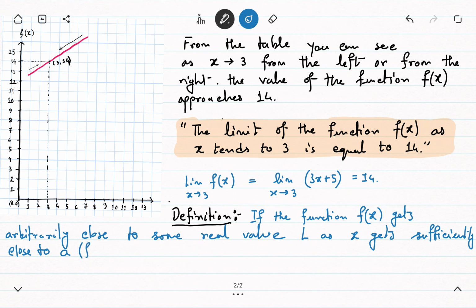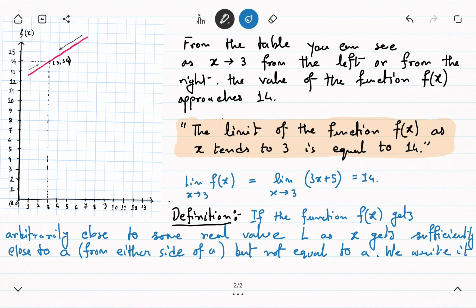So I will write from either side of A, but not equal to A. So we write it as the limit of f of x as x tends towards A, and we say that the limit of f of x is equal to L as x approaches A.